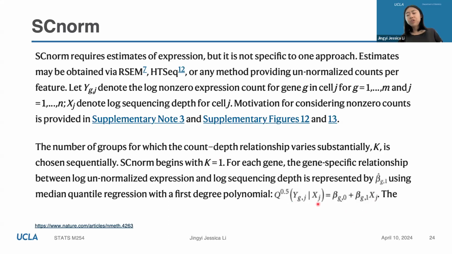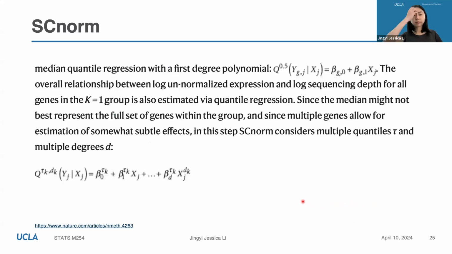Okay, so you see here the notation is right. There's nothing wrong with the notation. The model is specific to gene G, so you have G in the sub-index, and you also label cell J. All right, but then there's something I actually don't completely understand by reading. So basically, the author wrote, since the median might not best represent the full set of genes within the group, and since multiple genes allow for estimation of somewhat subtle effects, in this step, SCnorm considers multiple quantiles tau. So tau can be 75%, 25%, and multiple degrees D.